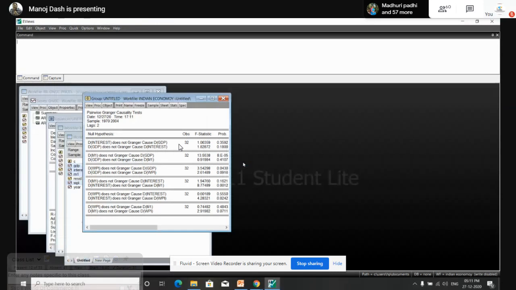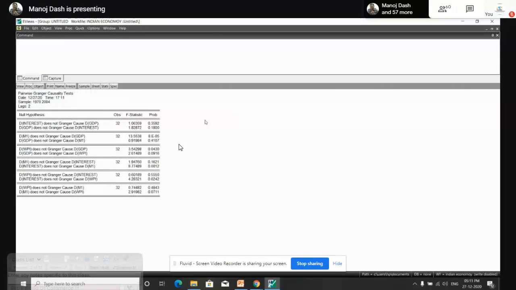Now see, this is my final result, which is close to 0, less than 0.05. WPI does not measure. This is close to 0. This is rejected. The money supply does not cause GDP is rejected. It means money supply hence causes GDP. Clear? Yes, sir. This is close to 0, na? It means this null hypothesis is rejected. So what is the conclusion? Money supply causes GDP.